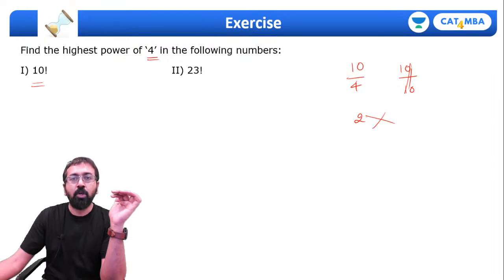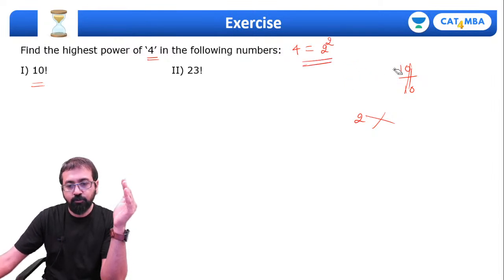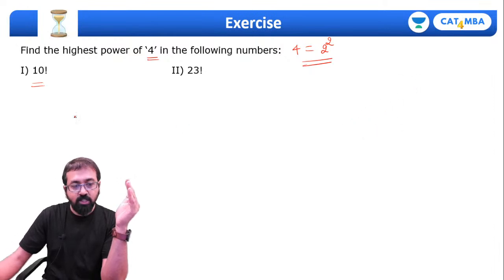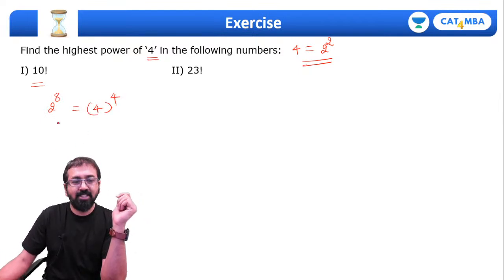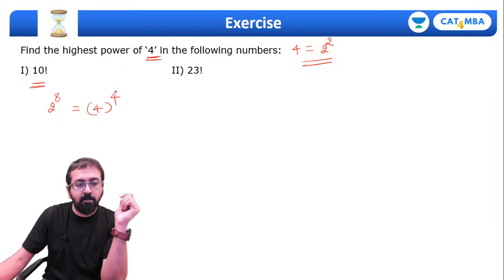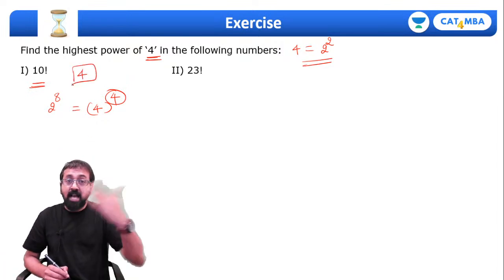No, this is wrong. What we can do is prime factorize 4. 4 is nothing but 2 square. Yes or no, everyone? 4 is 2 square. And the power of 2 in 10 factorial is 8. Right, everyone? So can I write 2 raised to 8 as 4 raised to 4? Yes or no? 2 raised to 8 is nothing but 4 raised to 4. So the highest power of 4 that will divide 10 factorial completely is 4. It's half the power of 2.